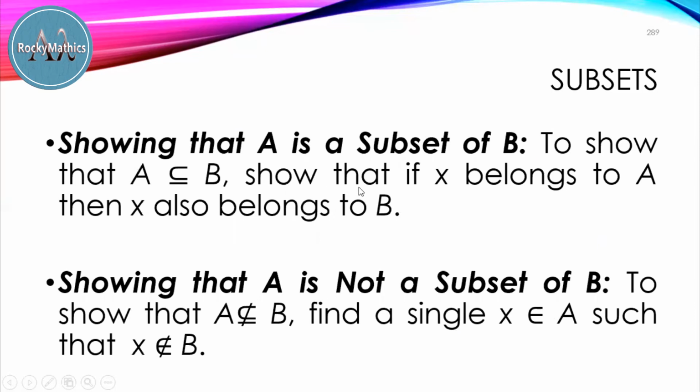Now, to show that A is a subset of B, you have to show that if x belongs to A, then x also belongs to B. Because for a set to be a subset of B, all the elements in that set must belong to the bigger set. Okay? Now, to show that A is not a subset of B, we must find a single x, a single element in A, such that that element x is not in B. A is not a subset of B, provided that we can find an element in A which is not in B.